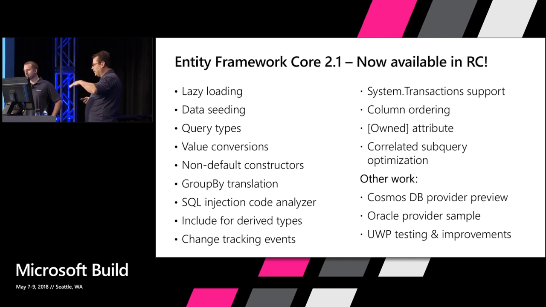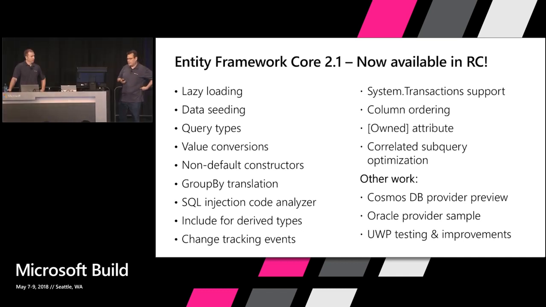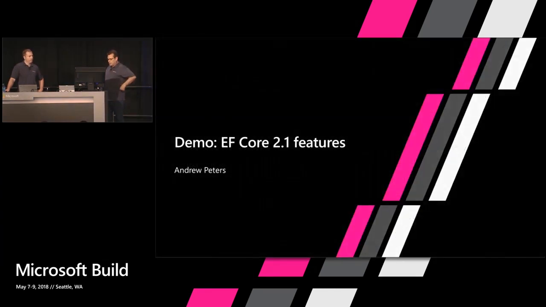We have many other smaller features that we work on, and some work that we have been doing when we were working on 2.1, but it's not actually features for 2.1, like the Cosmos DB provider that we have at the prototype level right now. Oracle provider, and some improvements for UWP. So let's start with the demo.